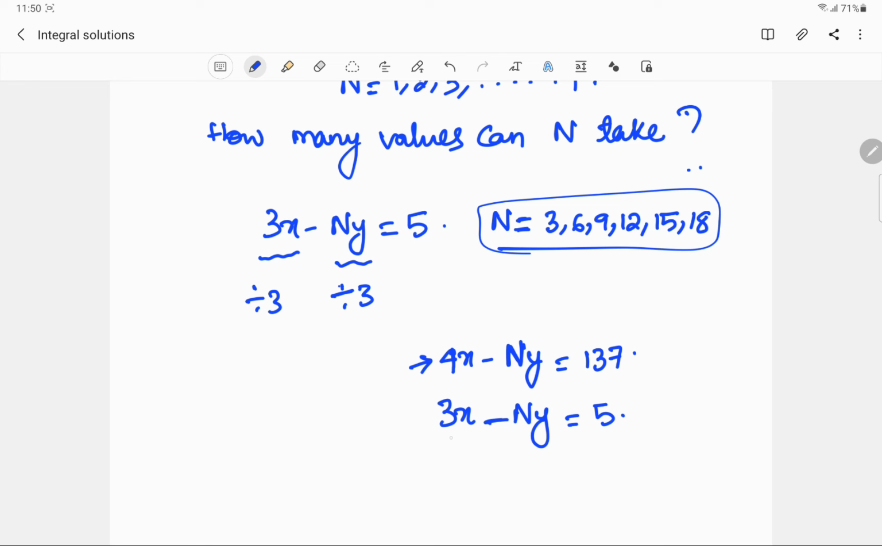Why haven't we done that? Because if we see the first term of this equation, 3x minus ny equal to 5, that is 3x, we do not know whether it is even or odd. It can go either way. Here, in the earlier equation, we are sure that the particular term is even, because whether x is even or odd, 4x will be even. Here when x is even, 3x will be even, and when x is odd, 3x will be odd. So that is why we haven't done step 2 as we did in the earlier equation. That is the reason.